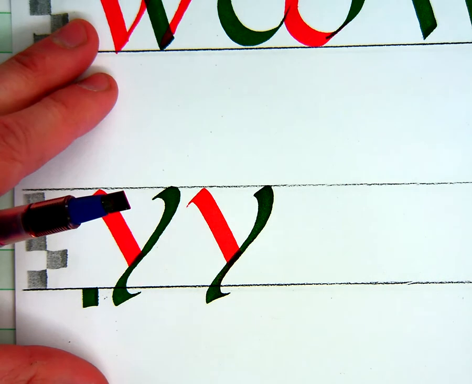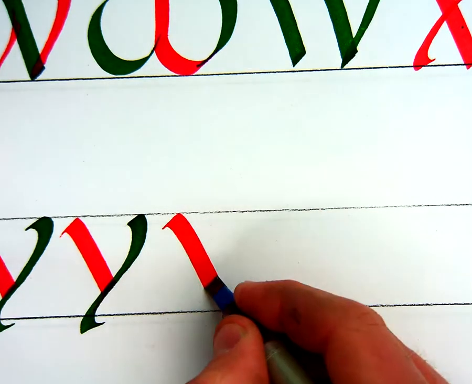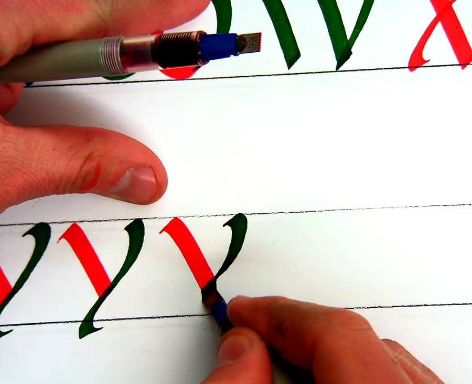Two. The Y? You could do the Y like this, where it's one, still the same stroke as the first, two, and then straight down like that.